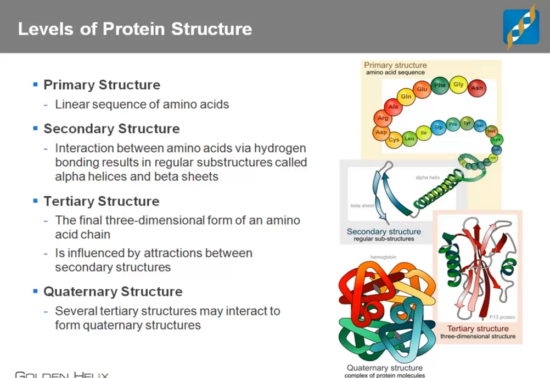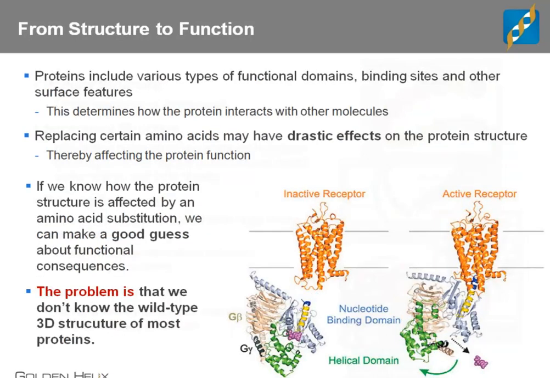And then proteins also commonly have a quaternary structure, where there are several different amino acid chains, or several different tertiary structures that all interact with each other to form a superstructure here. Now, the structure of each protein largely determines its function. Proteins include various types of functional domains, binding sites, and other surface features.